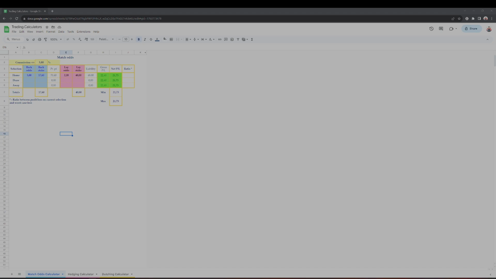First of all, the international break is over, so I will be recording some videos on the match odds analysis, but first I want to start with presenting you some other tools that I use when trading, and these are some calculators that I have with me all the time.